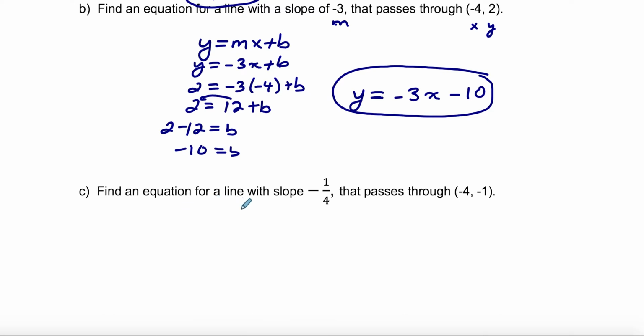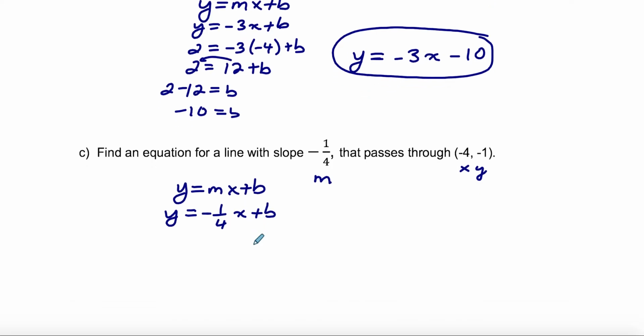So find an equation for a line with slope negative 1/4, so that's my m, and it just passes through this point x, y. So that is just a point, not the y-intercept. I start again with y equals mx plus b. I sub in what I know, so I know the slope is negative 1/4. And then I want to sub in my point. I guess you could do it all at once, but I'm just kind of doing one thing at a time.